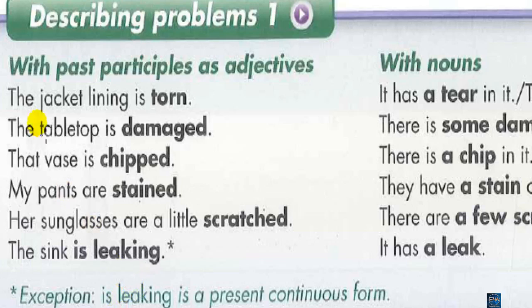So again, the rule here with past participle, you will have the subject, it is, they are, and PP, past participle, as adjective. With the verb leak, we use present continuous. Is leaking. Is leaking is a present continuous form.